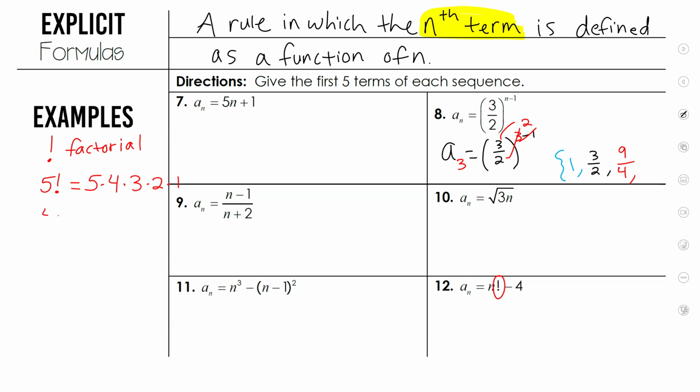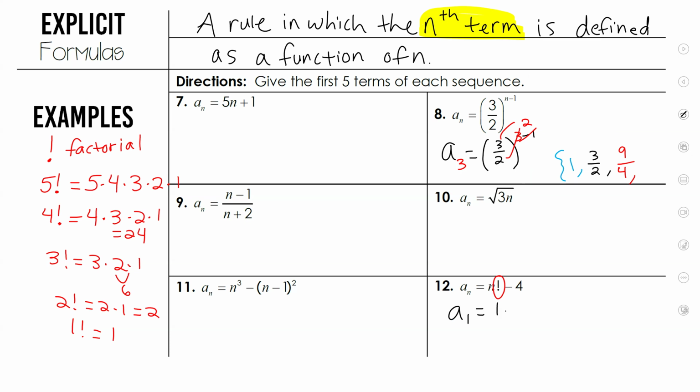If I have 4 factorial, that means 4 times 3 times 2 times 1, which is 24. 3 factorial is 3 times 2 times 1, which is just 6. 2 factorial is 2 times 1, which is 2. What do you think 1 factorial is? 1, okay? So that means for this sequence down here, you're going to start with a of 1, and it's going to do 1 factorial minus 4, which is just 1 minus 4, which is negative 3. So we know our first term is negative 3.